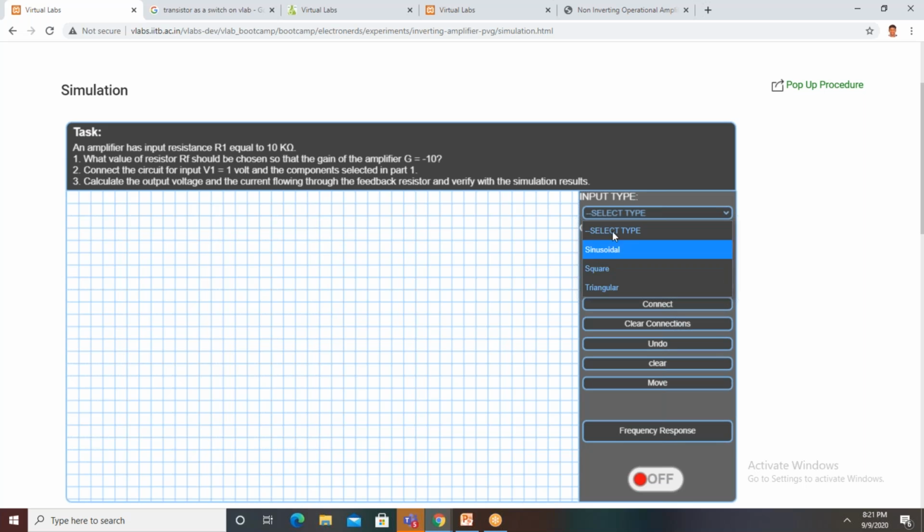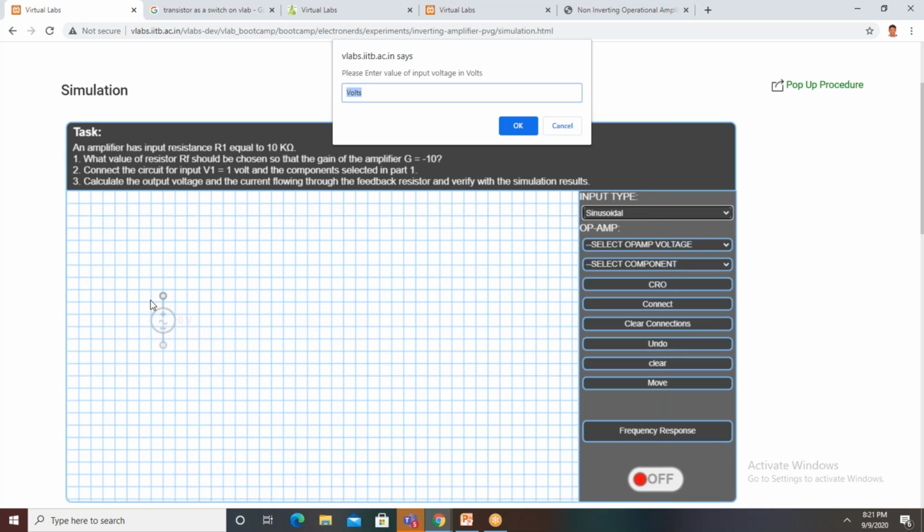What is the value of feedback resistance, ma'am, to get minus 10 gain for an inverting amplifier? So what is the value of RF, ma'am? Anyone? 10, sir. Not 10, ma'am. 100 kilo.